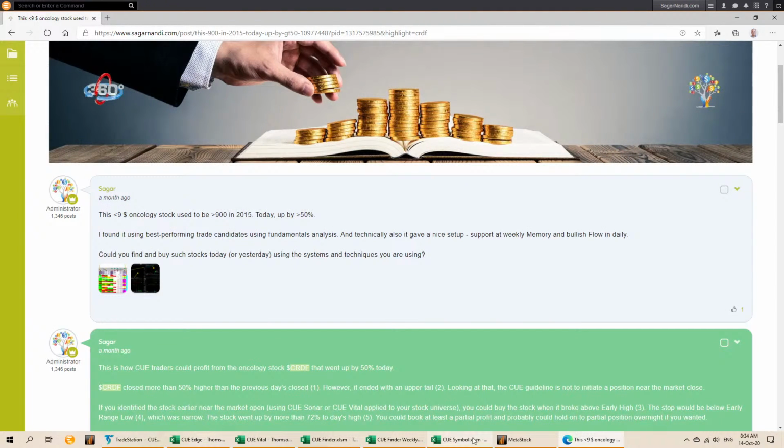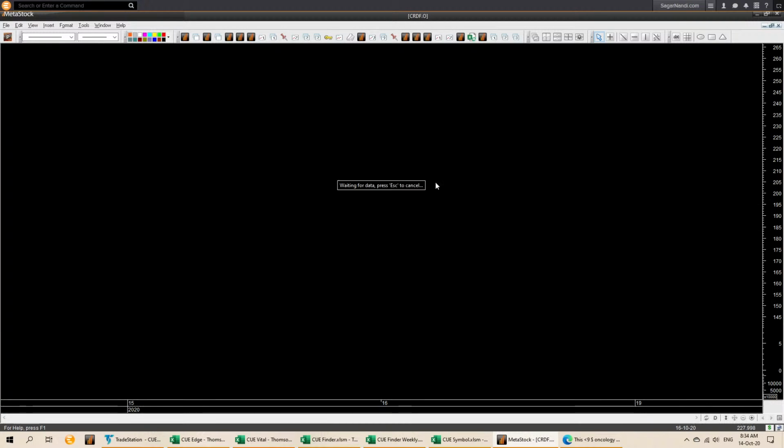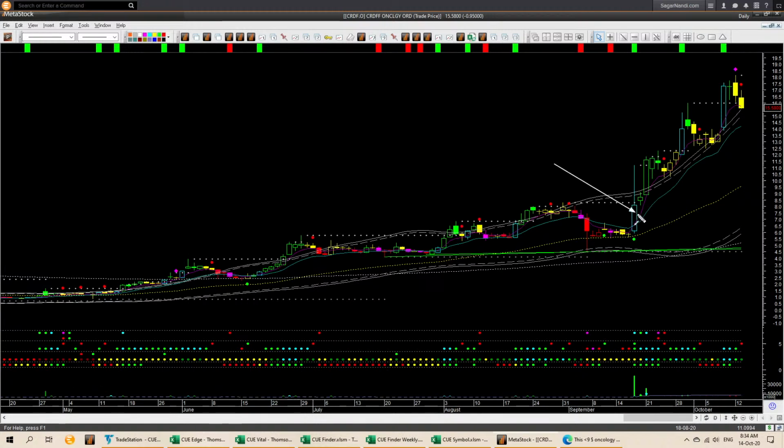What happened to the stock after that? Let's check it out. As of today, CRTF, I shared the idea on this day. You could buy it around $6-7, and from there it went to $18. So it more than doubled in a few weeks, in 1 month actually. This is exactly 1 month ago. So you could easily book partial profit along the way. 100% profit has been reached by now. This is what I shared 1 month ago, and the stock did well. It was a low cost biotech.